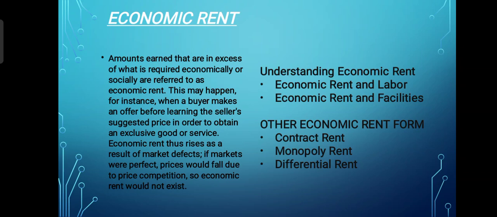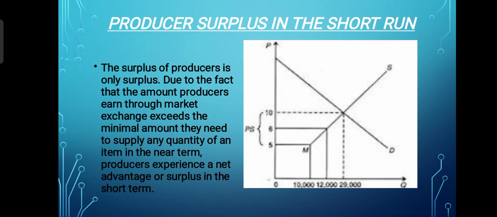Differential rent refers to the excess profit that may arise owing to differences in the fertility of the land. The surplus that arises due to the difference between marginal land and intramarginal land is the differential rent. It generally accrues under conditions of extensive land cultivation. And the next is producer surplus in the short run.